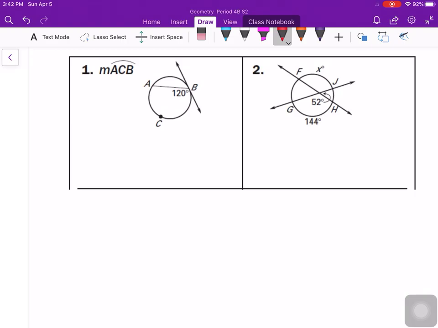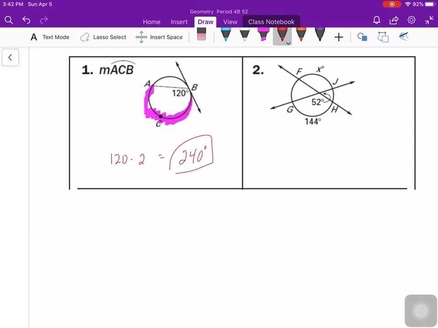Okay, first one, measure of arc ACB. So again, if I highlight arc ACB, that's this one here. This angle is on the circle, so I'm just going to take 120 times 2. So that arc is going to be 240 degrees.